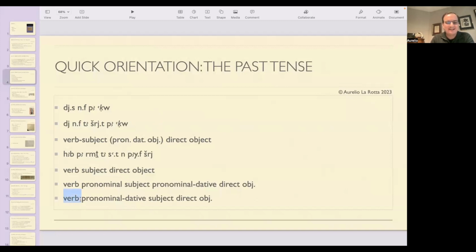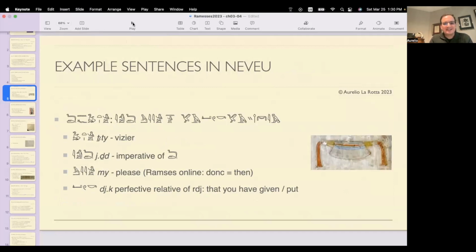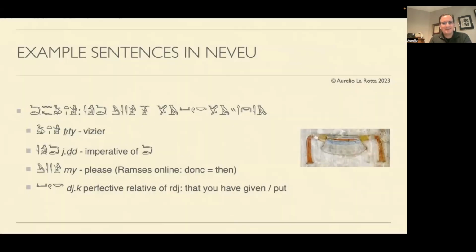So for the past tense, the main thing to remember is the verb comes in front, unlike in the first present that we've discussed so far. And with that, I'd love to go into some of the example sentences, which were example sentences not for the past tense, but for the first present.